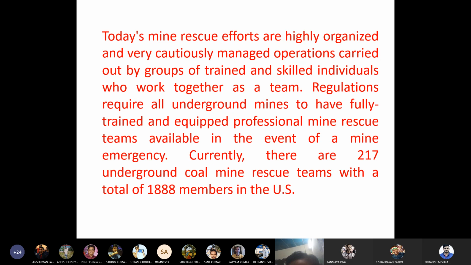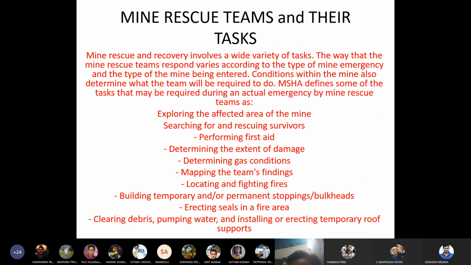So we have also discussed the mine rescue team. We have discussed that six people constitute a mine rescue team, and their jobs and tasks.